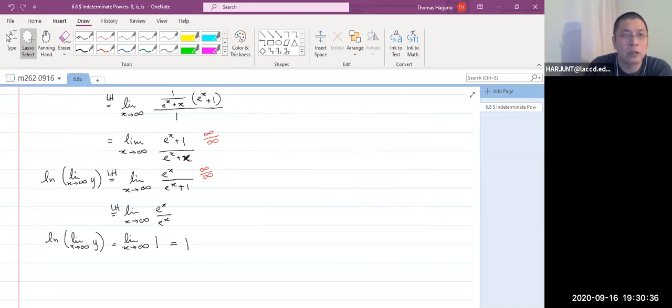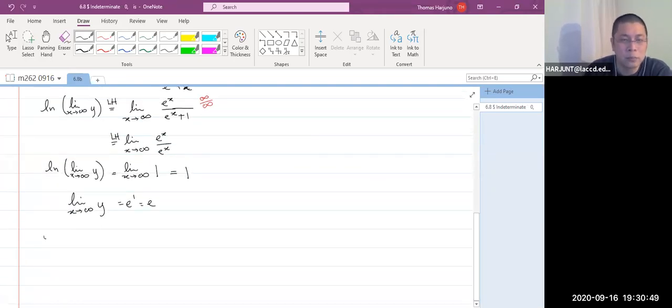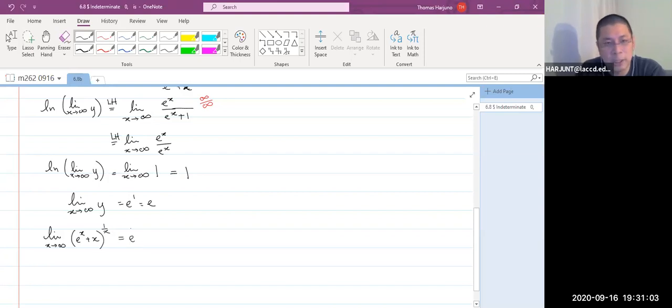Well, we are not done yet here, because what we need is the limit as x goes to infinity of y. That's e to the 1, which is e. But what is y? y is e to the x plus x to the power of 1 over x. That's what the y is. And therefore, this is the limit.